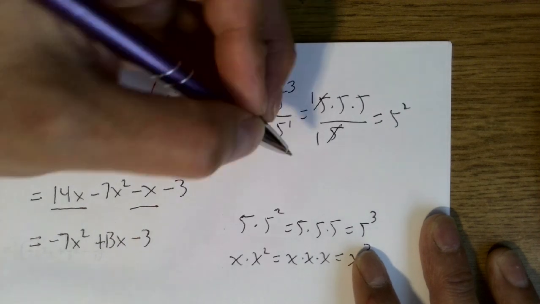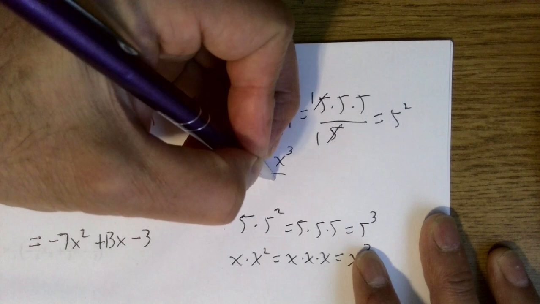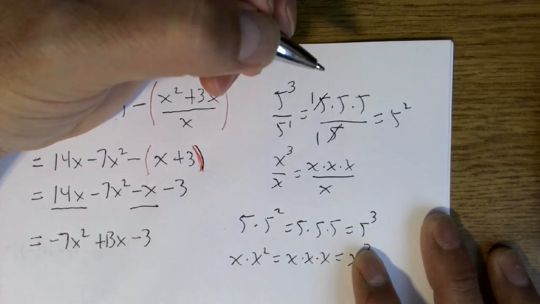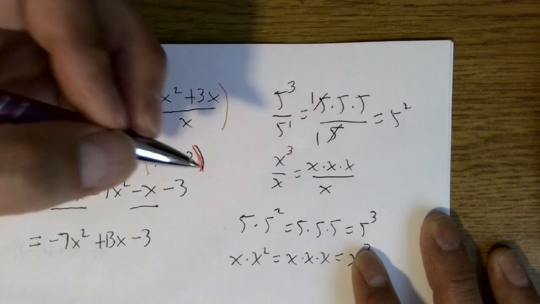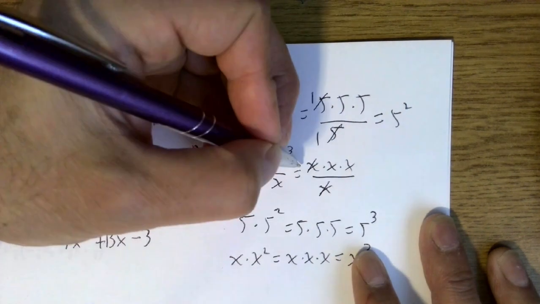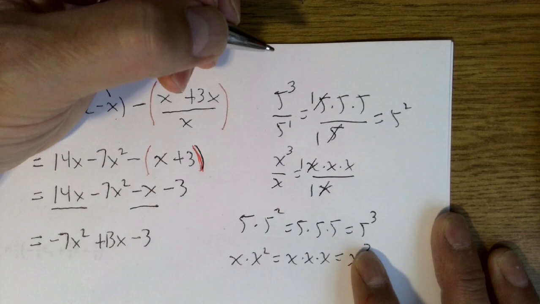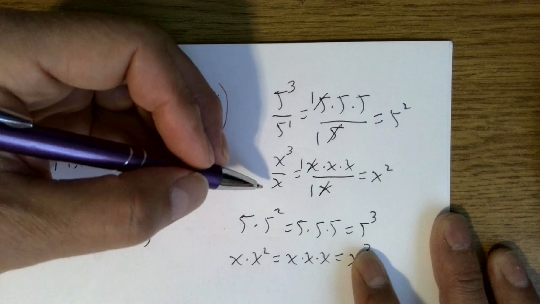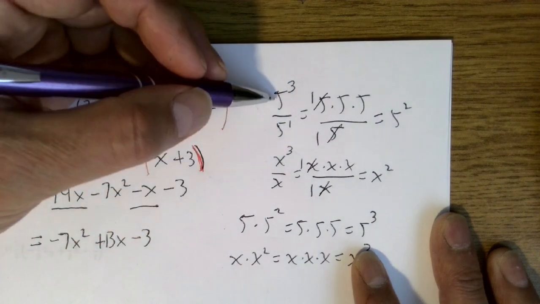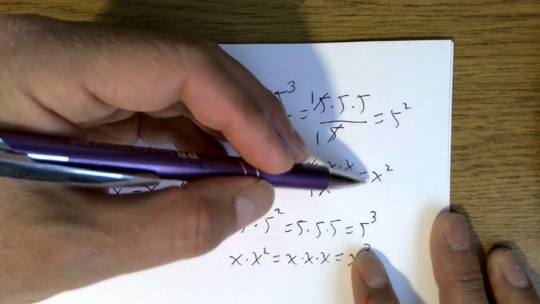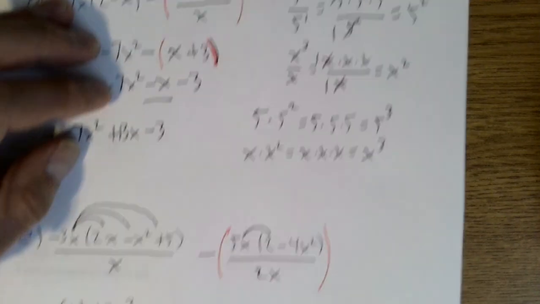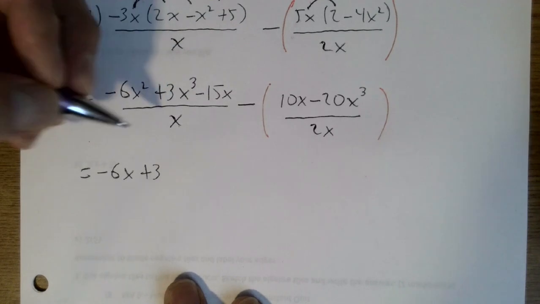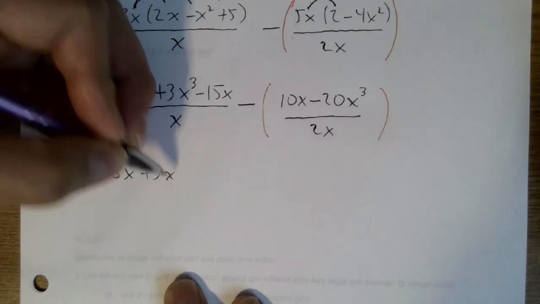Okay, and the same thing is going to happen with x's. If we've got x cubed divided by x, we're going to have x times x times x, all divided by x. And because we're in grade 9, we're going to assume that x can't be 0, which is going to mean that x over x is the same as 1 over 1. x times x is x squared. So x cubed divided by x works exactly the same as 5 cubed divided by 5. We end up with 5 squared, or x squared. Okay, so let's go back down to our question here. So that is going to be x cubed divided by x is x squared.